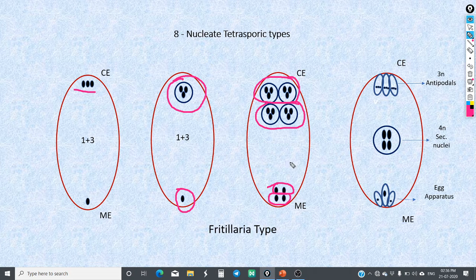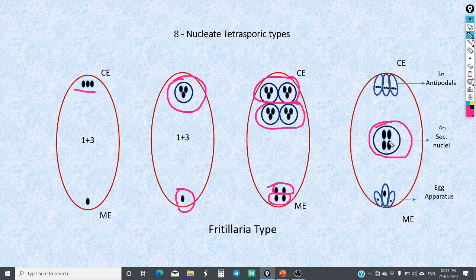Out of which one from each end, that is from the chalazal end and one from the micropylar end, moves towards the center. The one which comes from the chalazal end is triploid in nature, and the one which is from the micropylar end is haploid. So triploid plus one more nucleus gives rise to a tetraploid secondary polar nucleus. See, a tetraploid secondary polar nucleus is formed here.